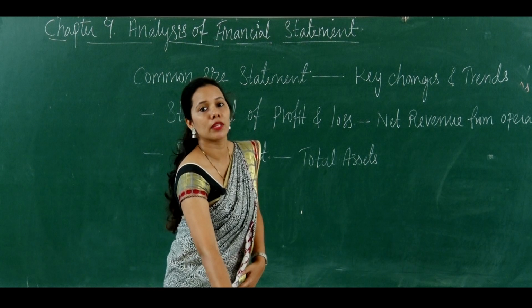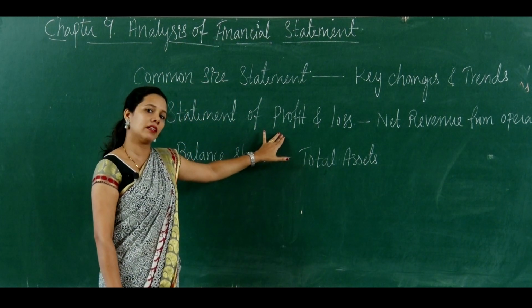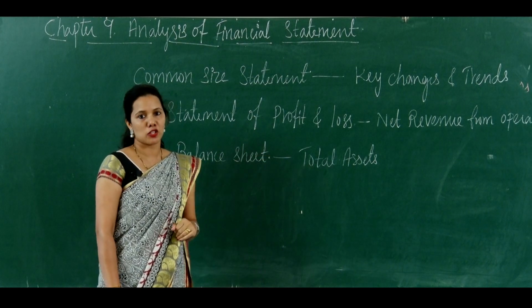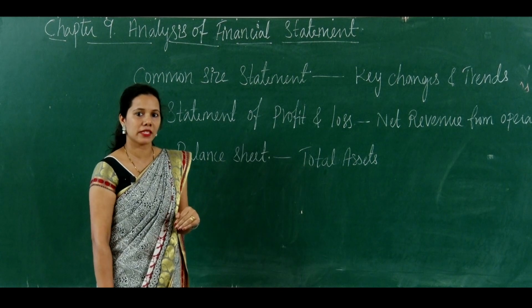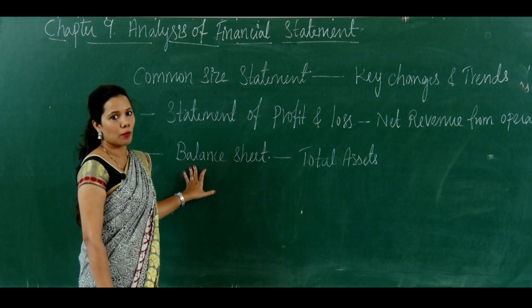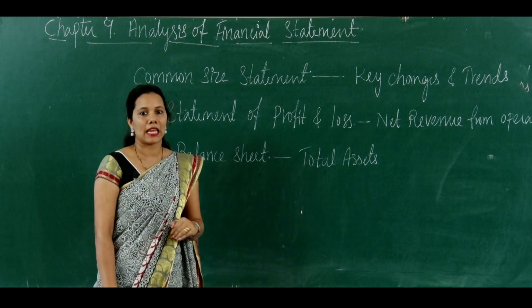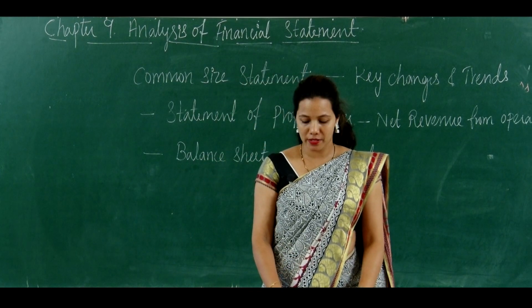So let us start with the sum. First we will prepare the statement of profit and loss, and we will learn how to convert each financial item into percentage and how to compare the performance, and later on we will study how to prepare the balance sheet under common size statement and how to analyze the performance. So let us start from the statement of profit and loss.